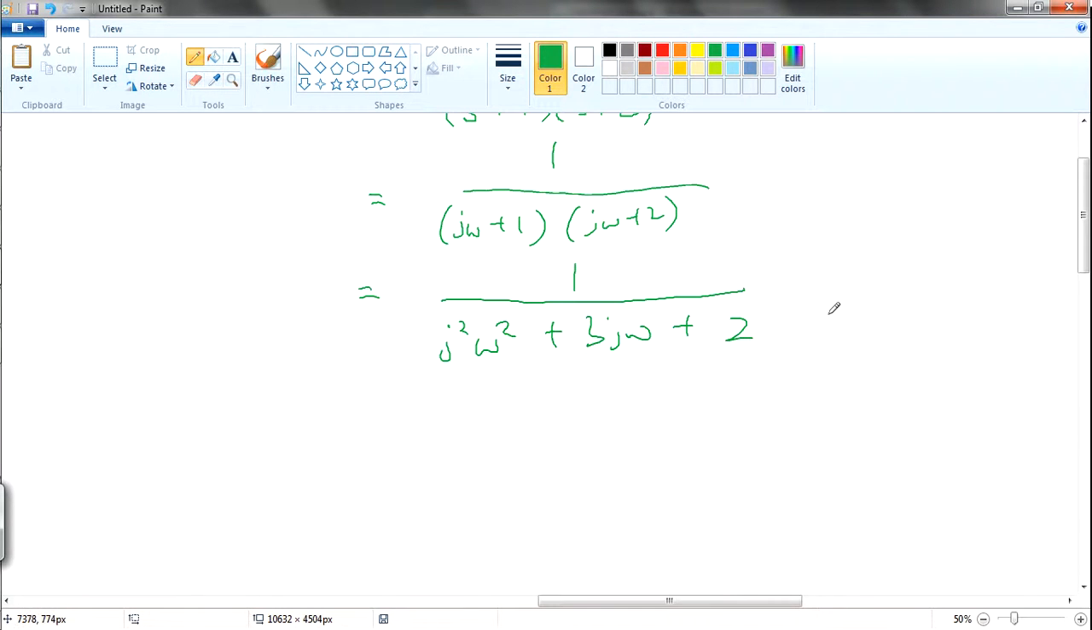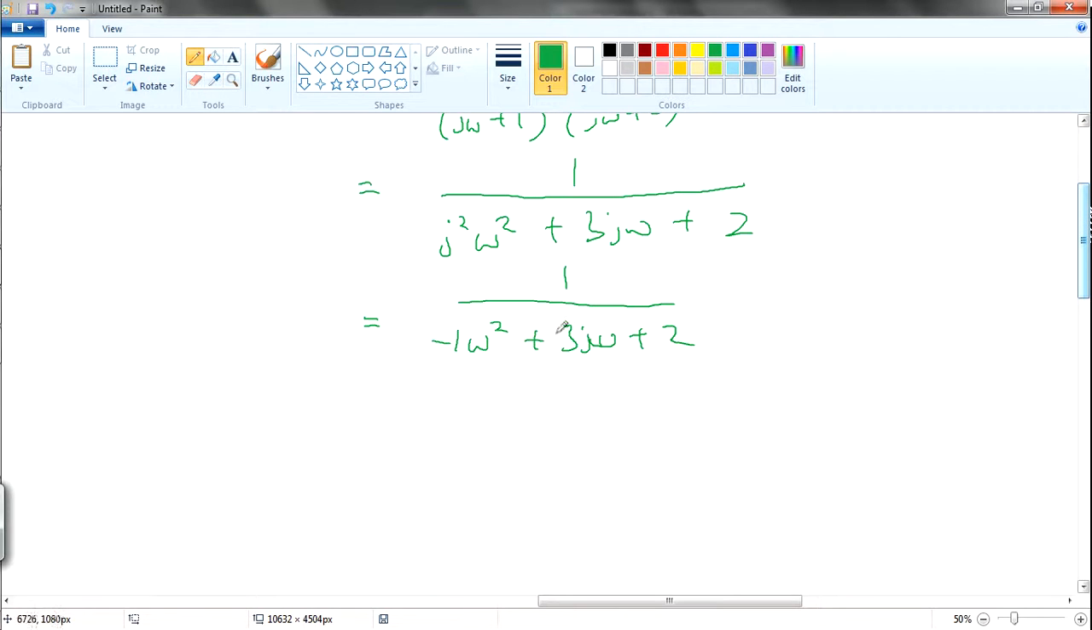So far it's clear, right? If you evaluate this one, you have minus 1 omega square plus 3j omega plus 2. Correct? And then if you group in terms of real and imaginary, this will be minus omega square plus 2, plus 3 omega j. So this is the real number, this is the imaginary.